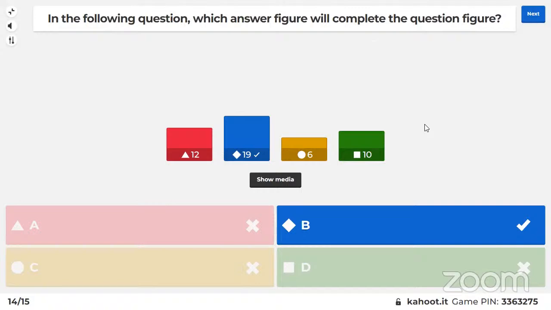Okay, time's up. That was an interesting question. Again, complete-the-figure questions or series kind of questions are always important when it comes to JEE paper 2. So B was the correct answer. 19 of you have answered it correctly. So that was the second last question. One more question to go.